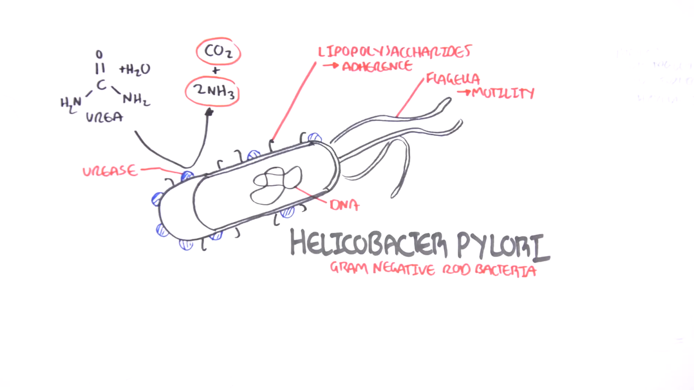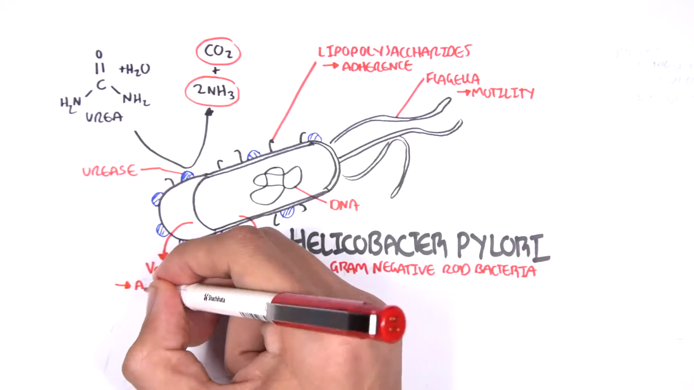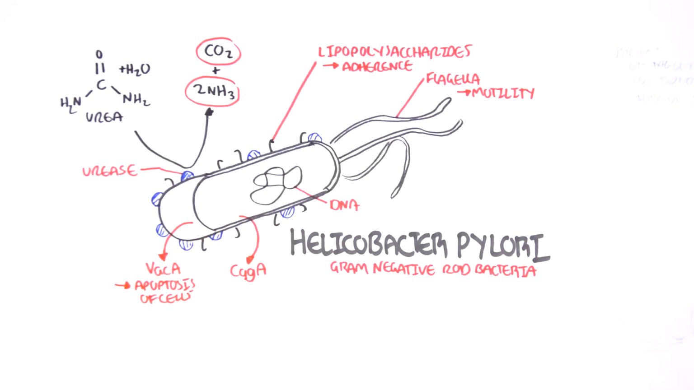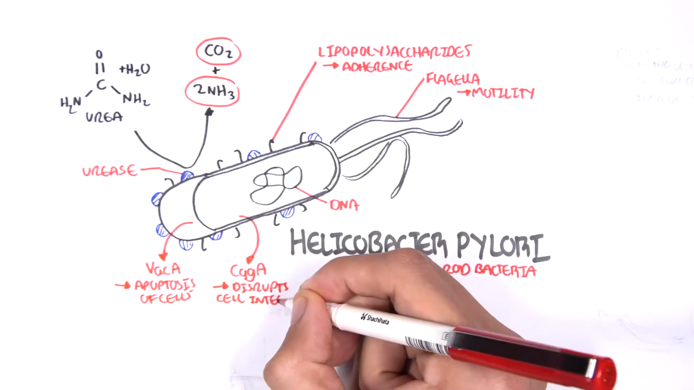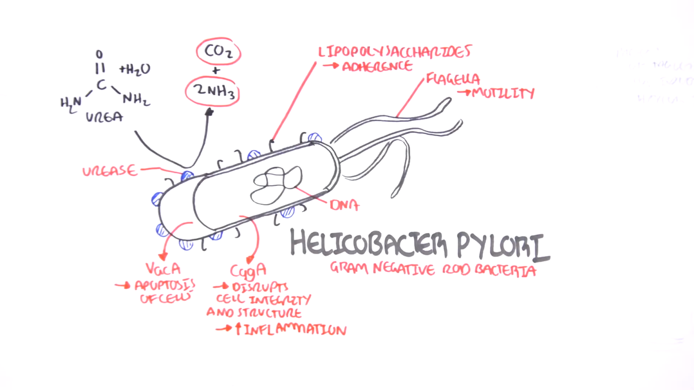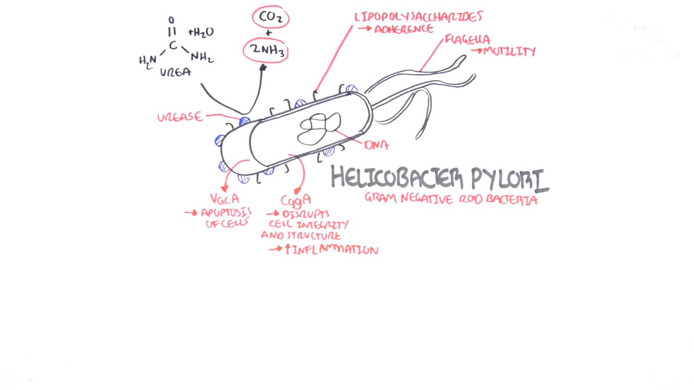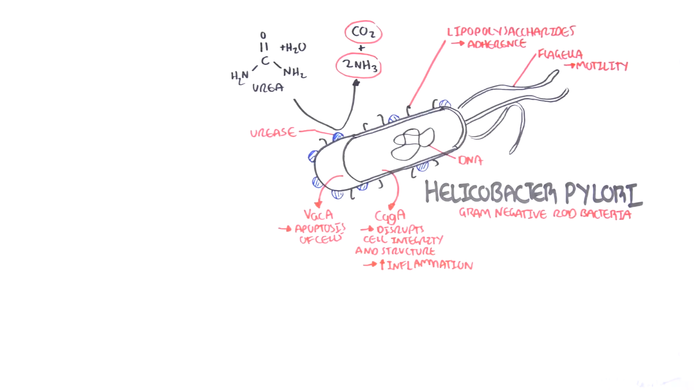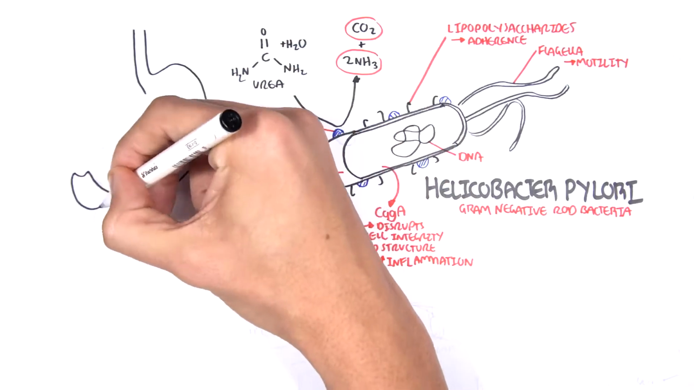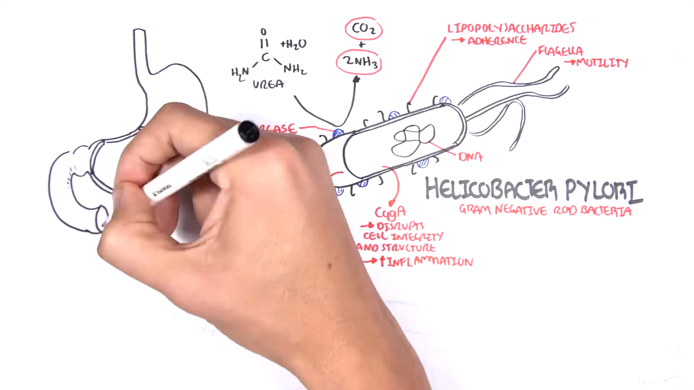H. pylori can also secrete some exotoxins, such as VacA and CagA. VacA essentially causes apoptosis of cells, and CagA is responsible for disrupting the cellular integrity and structure, and also promotes inflammation. If that doesn't all make sense, don't worry. Hopefully, we'll be able to understand it after going through this video. So H. pylori is a common cause of peptic ulcers and duodenal ulcers.